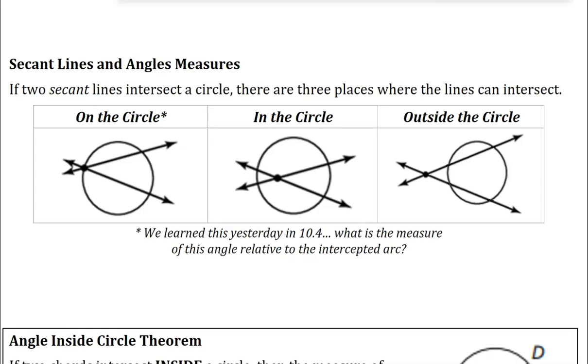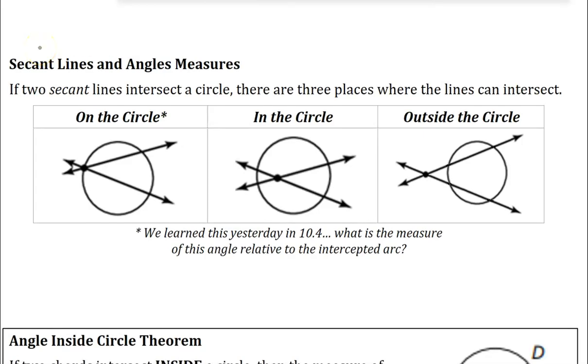So if we have two secant lines, remember secant lines intersect circles twice. If we have two secant lines, there are three different ways that the two lines can intersect that involve circles. They can intersect on the circle, which is what we've just been talking about.